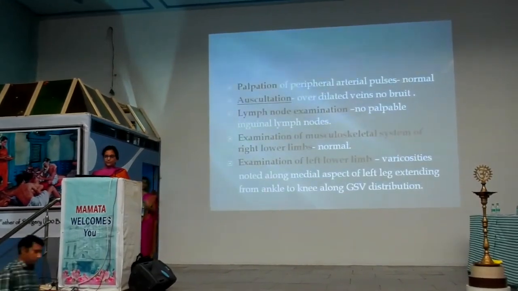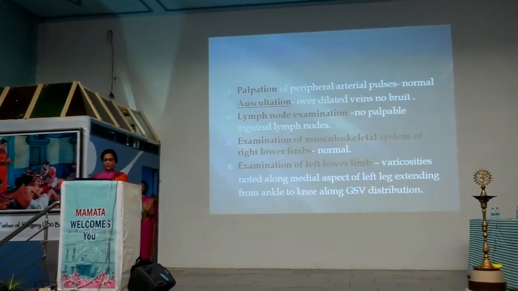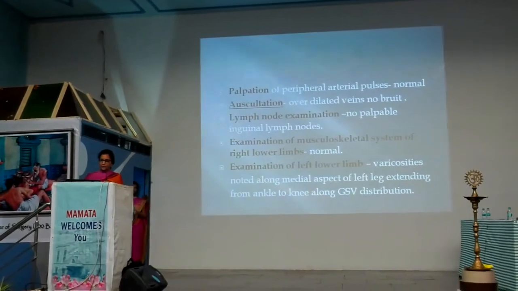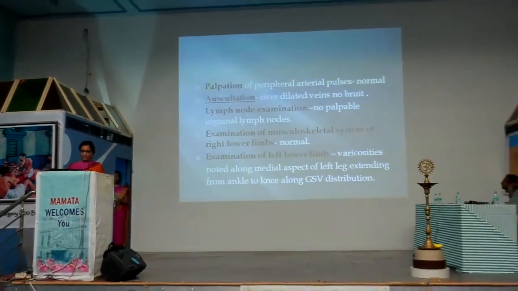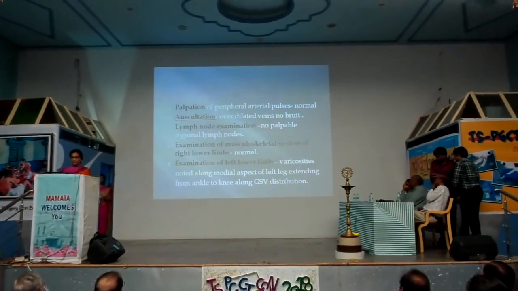Next, coming to the palpation of the peripheral arterial system is normal. Auscultation, no bruit. Lymph node examination, inguinal lymph nodes not palpable. Examination of the musculoskeletal system of the right lower limb is normal. And over the left leg, there are some varices noted below the knee.